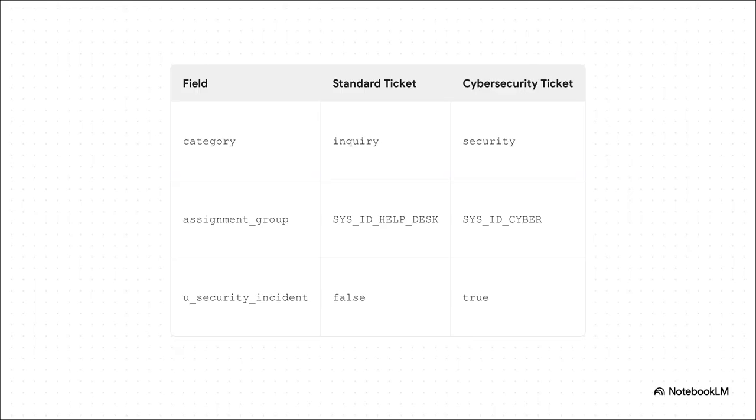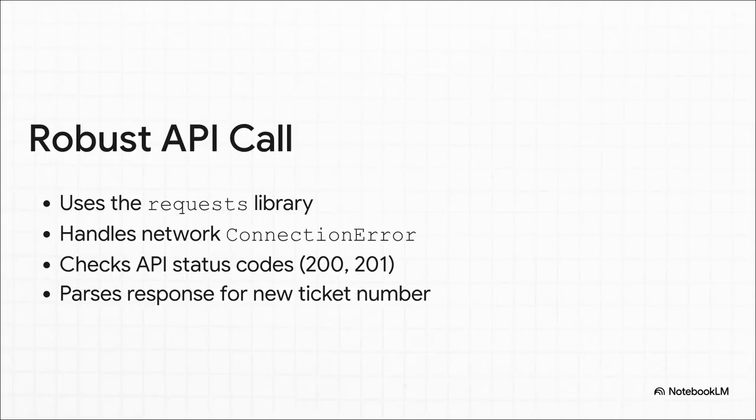And this table perfectly shows off the script's intelligence. It's not just a dumb form filler. Based on what the user picked earlier, it dynamically builds the API request. So you see, if it's a cybersecurity issue, it doesn't just send it to the right group, it also changes the category to security and even flips a switch to flag it as a security incident. Now that's smart automation. And finally, it's time to actually send the request. But it doesn't just fire it off and hope for the best. The code is wrapped in some really solid error handling. It's ready for network problems, it knows how to check for specific error messages from ServiceNow, and only when it gets the all clear does it grab that new ticket number from the response.